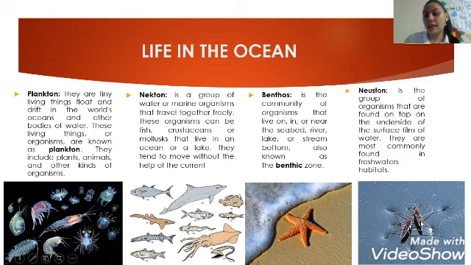Okay? Then finally we have the neuston. And the neuston is the group of organisms that are found on top or underside of the surface, like these animals we see. They are not in the water. This is the water and they live on the surface of the water. They are most commonly found in freshwater habitats.